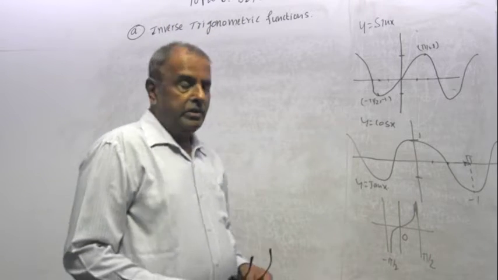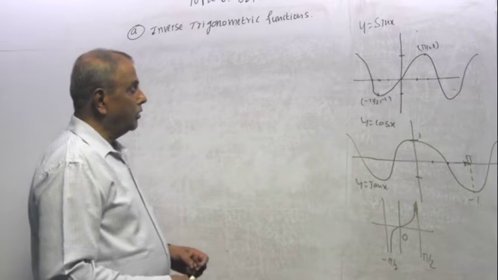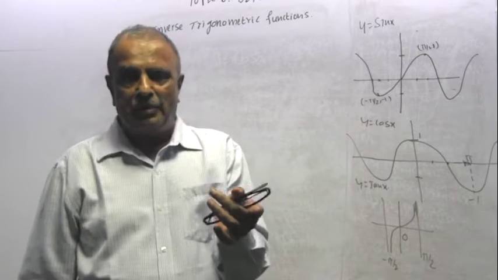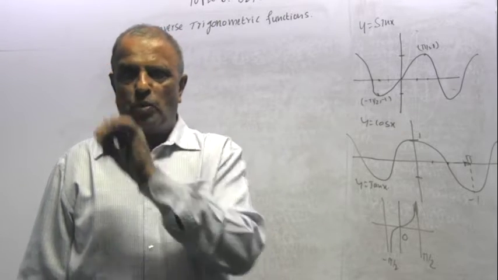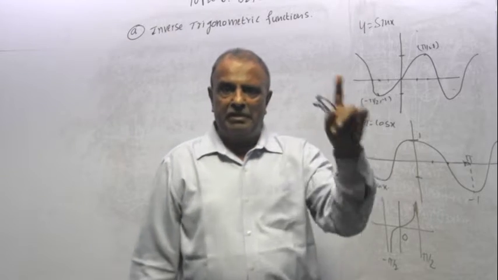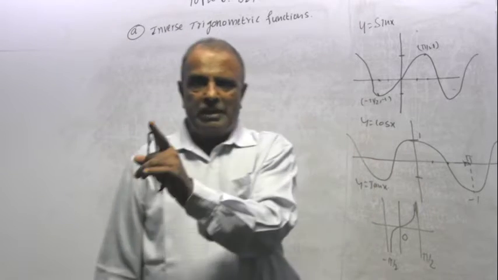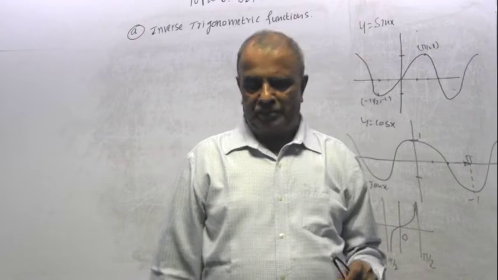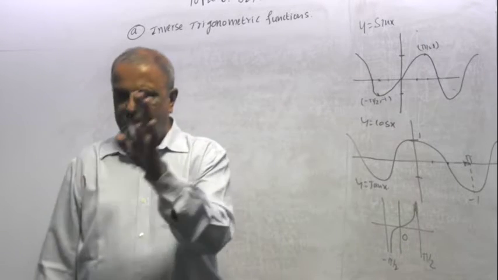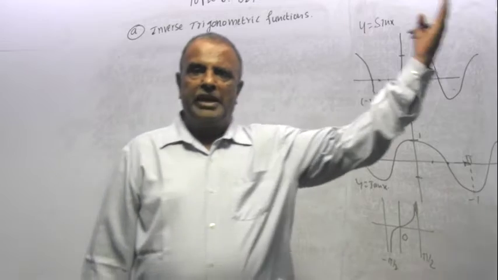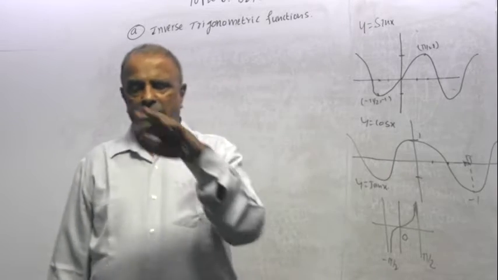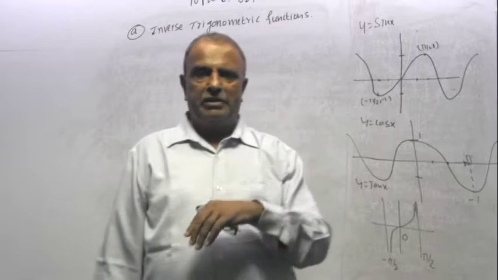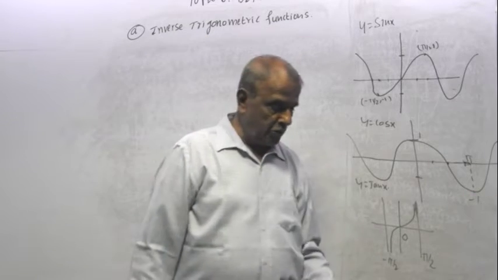Okay, so you remember, let's recollect. For a function to have an inverse, it must be 1 to 1, meaning for every value of x, there must be only one value of y, and for every value of y, there must be only one value of x. And the domain of the original function becomes the range of the inverse function. The range of the original function becomes the domain of the inverse function. All these things we have gone through.